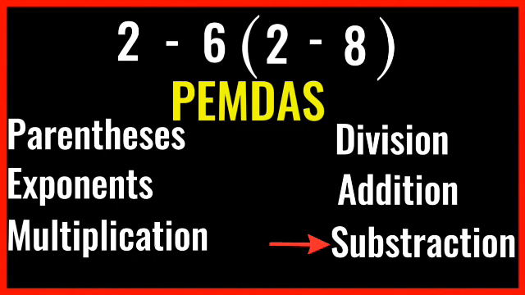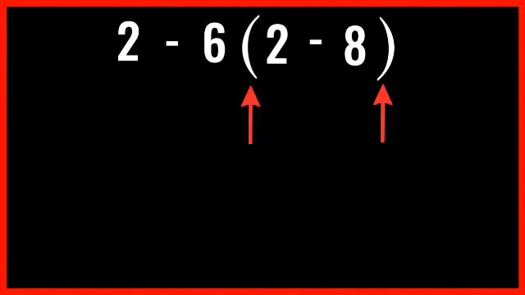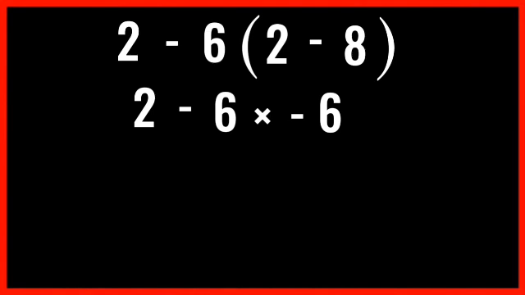Now let's apply this step by step to the problem. The first thing we notice is that there are parentheses, so we must start there. Inside the parentheses, we have 2 minus 8. When you subtract 8 from 2, you get -6. So now we rewrite the expression using that result. The expression becomes 2 minus 6 times -6.